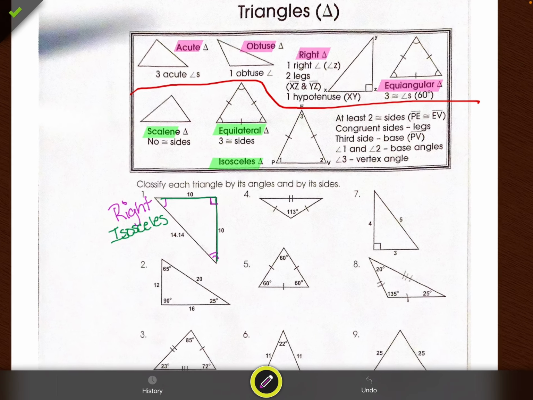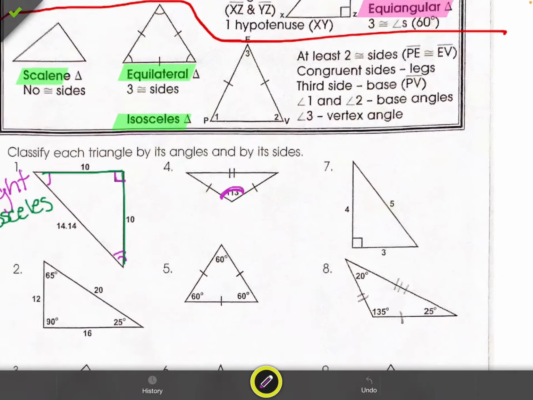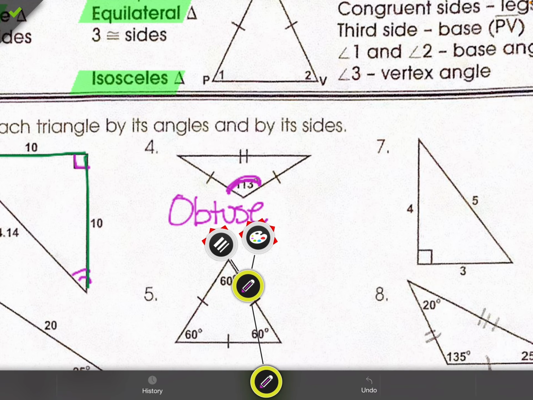All right, so let's just go across. Let's look at number 4. We'll start with our angles. I'm just going to look at the 113. I don't have any other numbers to look at, so I'm going to look at this angle right here. It's greater than 90. Remember, obtuse means greater than 90. I probably should have put that on the notes. So this is obtuse based on its angles. So it's an obtuse triangle. Now we got to check out the sides. I notice that this side and this side have the same markings. So that's two congruent sides. So that makes it isosceles based on its sides.